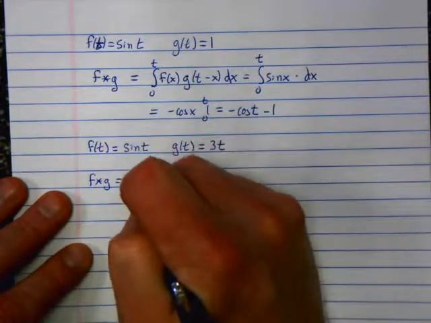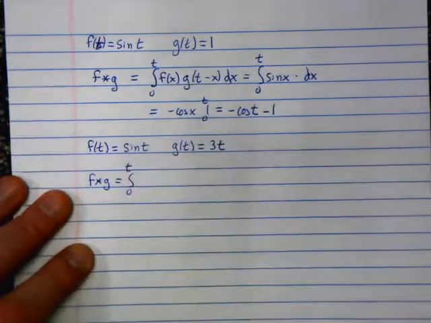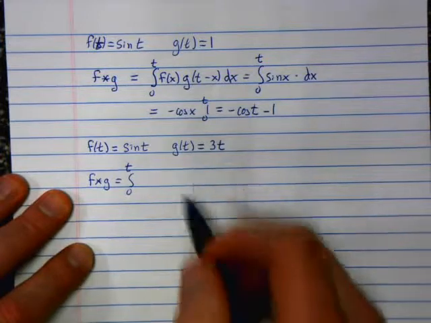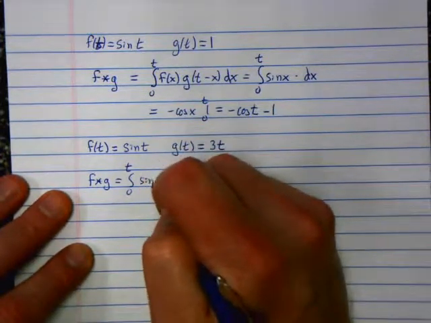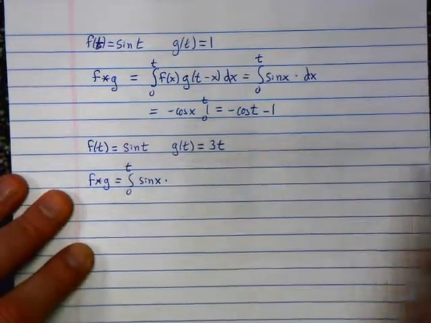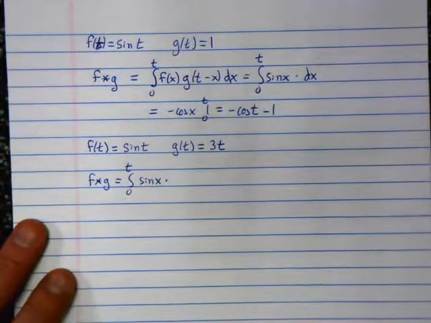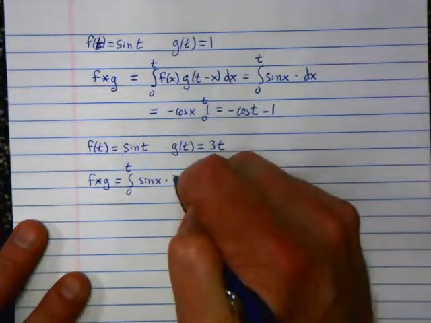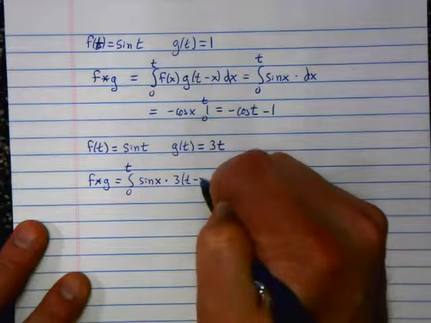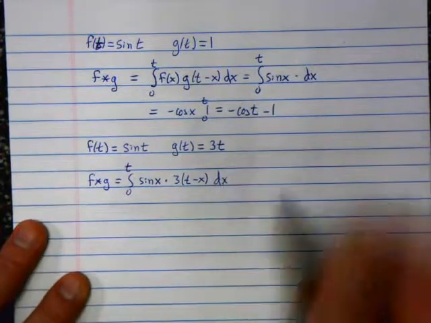would be the integral from 0 to t of f of x. f of x is still sine x times g at t minus x. That's going to be 3 times t minus x dx.